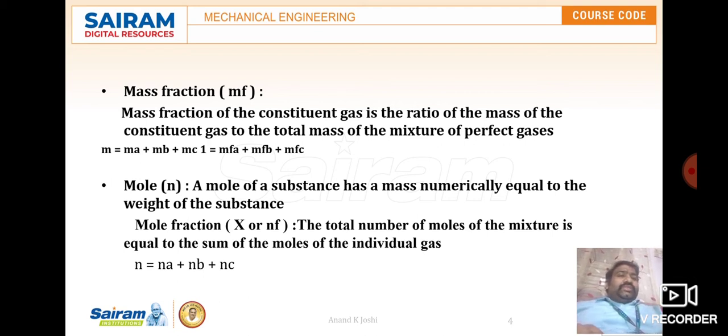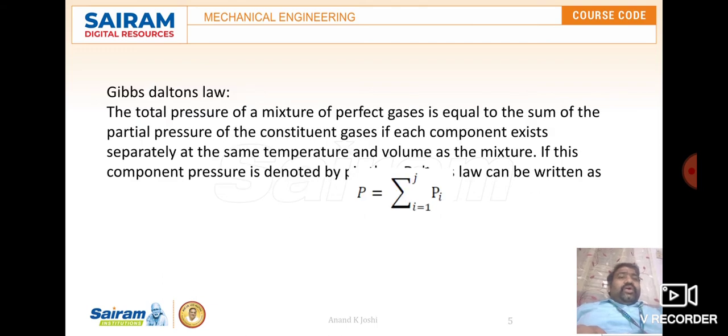The next concept is Dalton's law of partial pressure. First, remember that it is related to pressure. The total pressure of a mixture of perfect gases is equal to the sum of the partial pressures of the constituent gases, if each component exists separately at the same temperature and the volume of the mixture. If we call the total pressure P, then P is equal to P1 plus P2 plus P3. However many gases there are, all their pressures are added up.